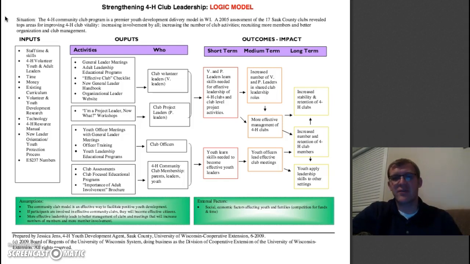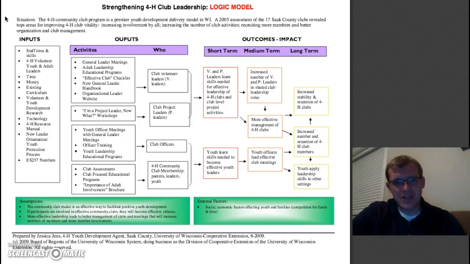Increased numbers and retention of 4-H club members, again, she has that listed. And then another long-term goal, youth apply leadership skills to other settings. So I did like that, and that was through youth officers leading effective club meetings, and then the youth learn skills needed to become effective youth leaders. So again, I thought that was great, that she has those short-term, the medium, and then the long-term goals. And I think these are really good goals for strengthening the 4-H club leadership, which is what she's going for. These are the youth officers and leaders in the 4-H club.